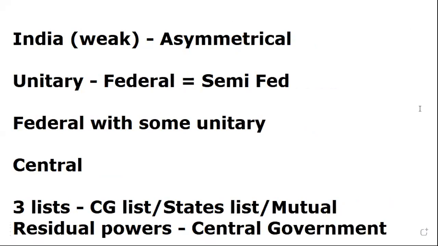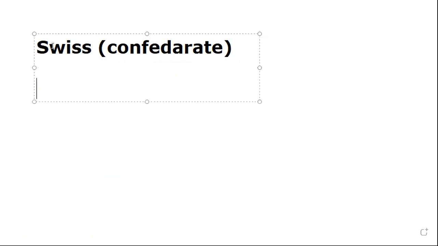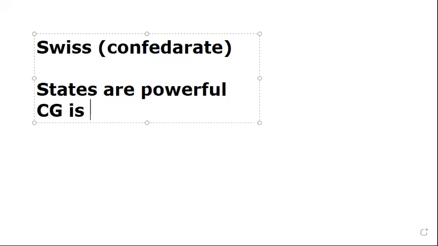Then looking at Switzerland. As I told you, Switzerland is different. They have a unique system. So much so that the question paper may say Swiss or Switzerland, one of the two, it's the same thing. In the Swiss system, what they have is a confederation. So what happens in a confederation? States are powerful. The central government is weak. I'm not going to explain why. I have explained this with many examples when I was teaching Unit 4. If you don't remember, go watch the video on YouTube.